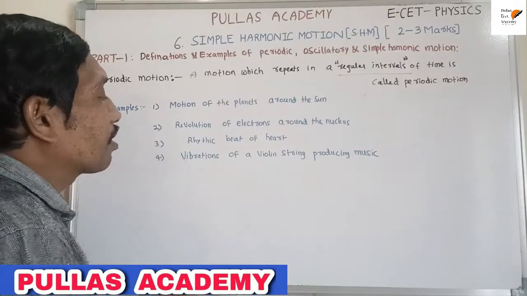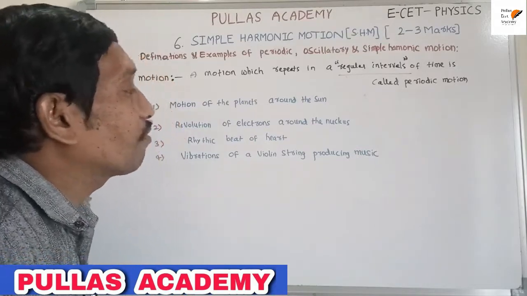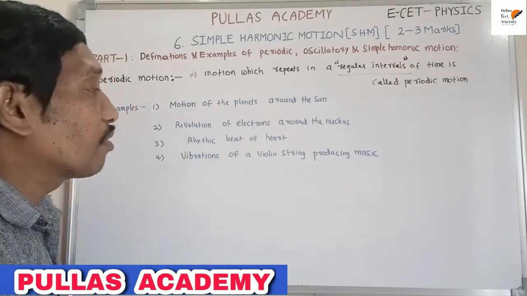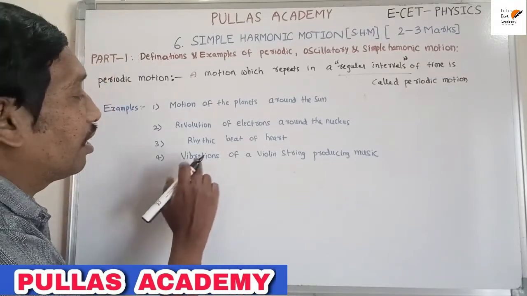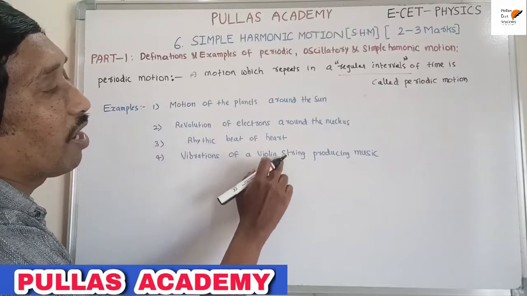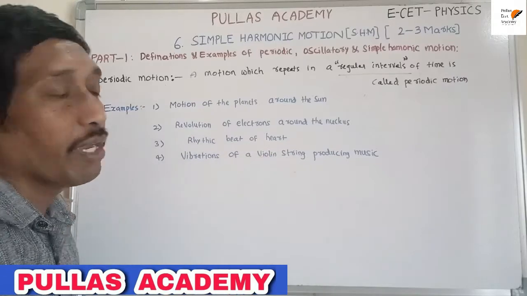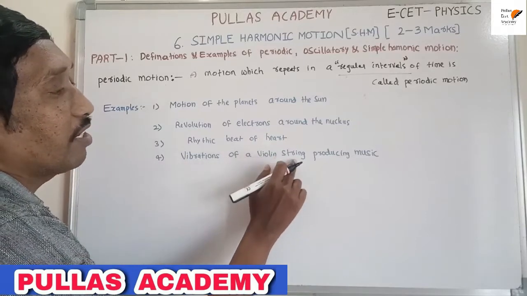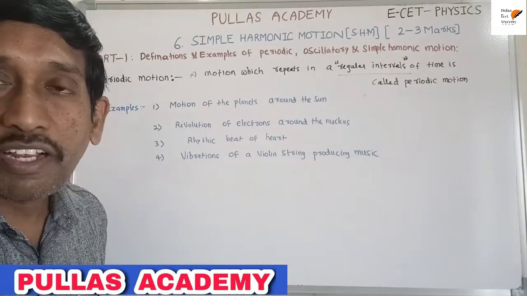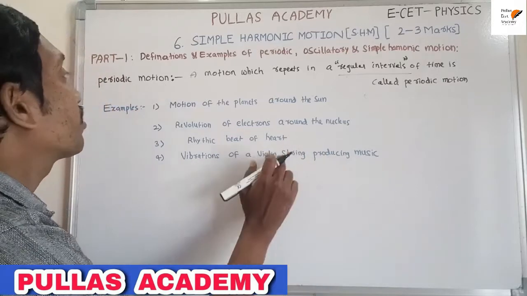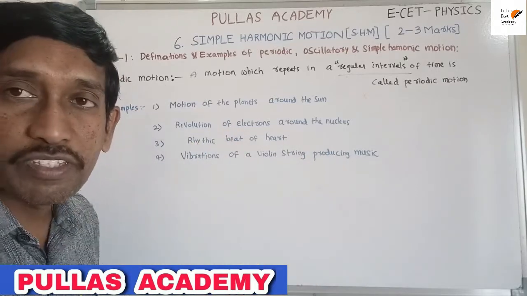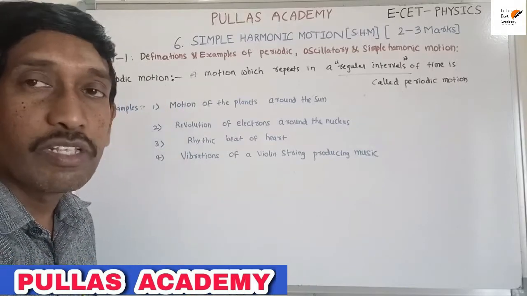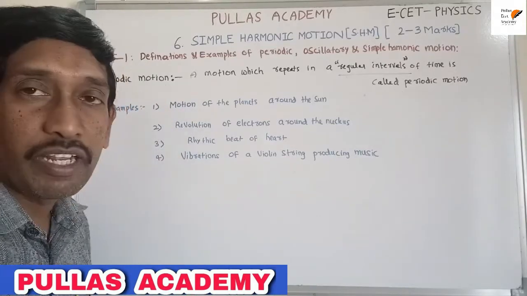Next, one more example: vibrations of a violin string producing music. A violin string produces vibrations, and these vibrations of the violin string produce music. This is one of the periodic motions. This string vibration is one of the periodic motions. These all are examples of periodic motion.